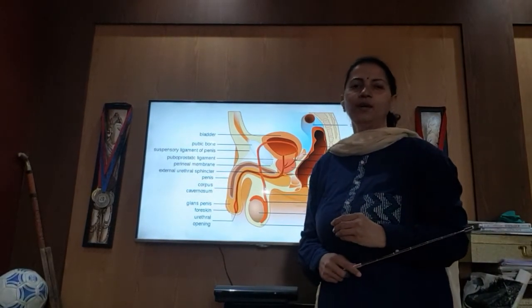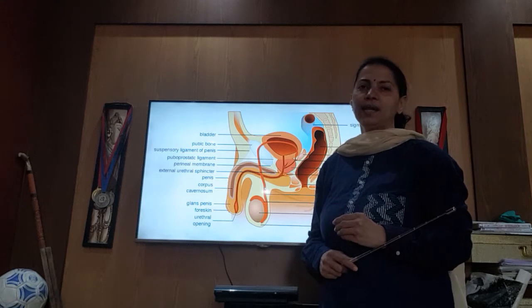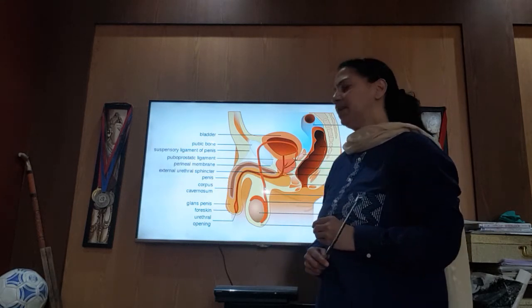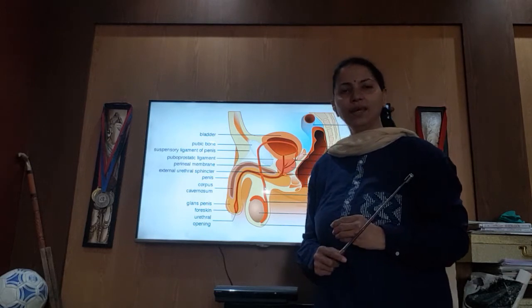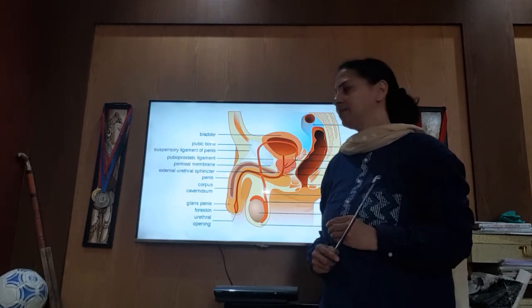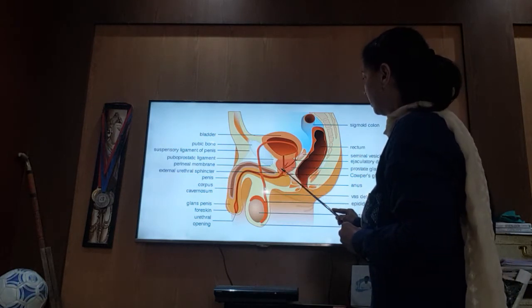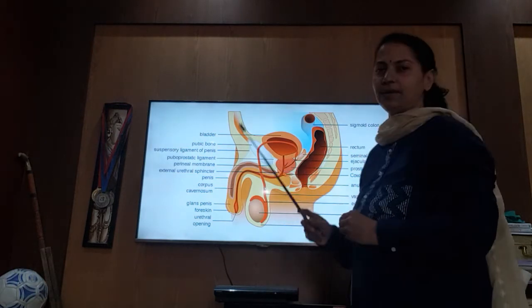Welcome students. Today I am going to take a class on the anatomy of the prostate gland. The prostate gland is an accessory male reproductive gland. As you can see, this inverted cone-like structure is the prostate gland.